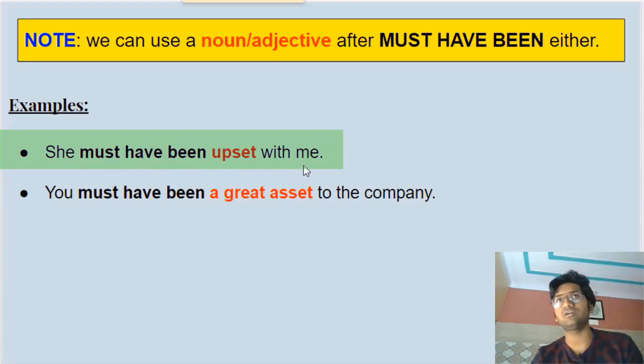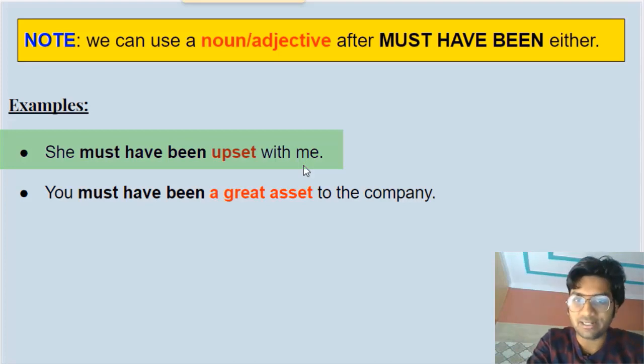So let's suppose last week there was a party and I was there, Ria was there, but we did not talk. I tried to talk to her, but she would not talk to me. So I'm just guessing. And from her actions, I'm pretty sure that she must have been upset with me. I had no clue that she was upset with me, but now I think she must have been upset with me. Okay, we're using an adjective after it. She must have been upset. She must have been disappointed. She must have been excited.